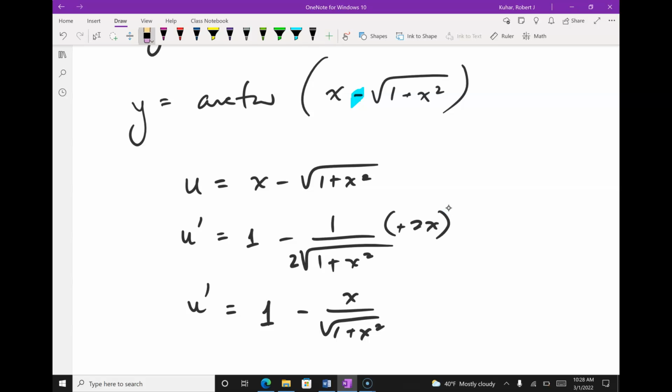Let's double check here. Give me a second. Please double check that you agree with that one. Thank you, Oscar. Everyone agree? Where did the 2x come from? Yeah, derivative of the inside, right? Derivative of the inside, 1 plus x squared. Derivative of that is 2x.